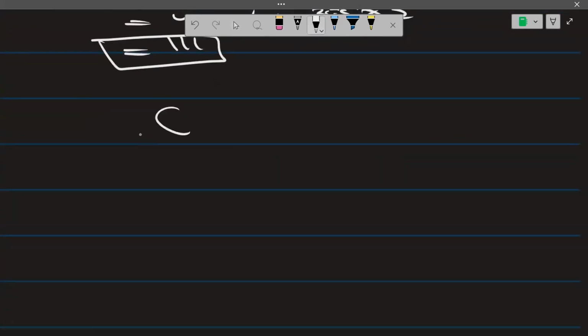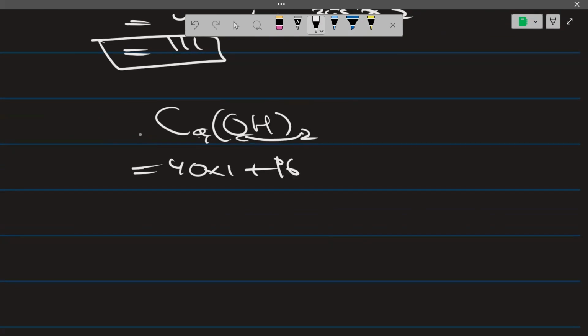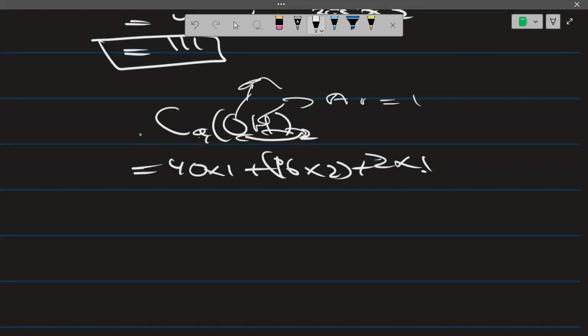Okay. Let's do calcium hydroxide. So what can be the MR of this? As we know, calcium's AR is 40 and there is no power, hence we will multiply it by 1. Then here is oxygen. Oxygen has 2, so we multiply 16 by 2. And there is hydrogen, which we also multiply by 2, as hydrogen's AR is 1. Oxygen AR is 16 and calcium's AR is 40.